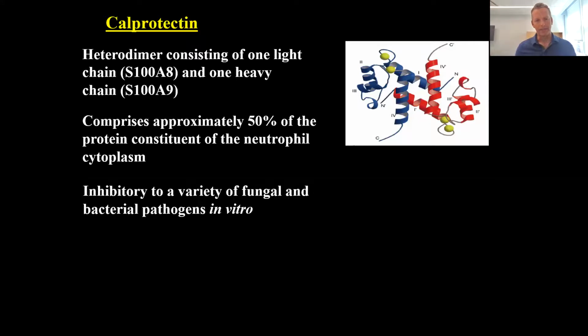In a paper in Lancet in 1990, calprotectin was shown to be highly inhibitory to a variety of fungal and bacterial pathogens in vitro. And the model for that antimicrobial activity was through nutrient metal sequestration. But there were only 2 real pieces of data at the time to support that model. The first was the structure of the apo form of the protein had 2 predicted high affinity metal binding sites. And the second was that you could reverse the antimicrobial activity of the protein with excess metal.